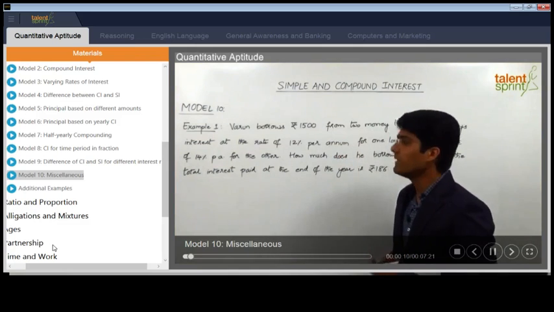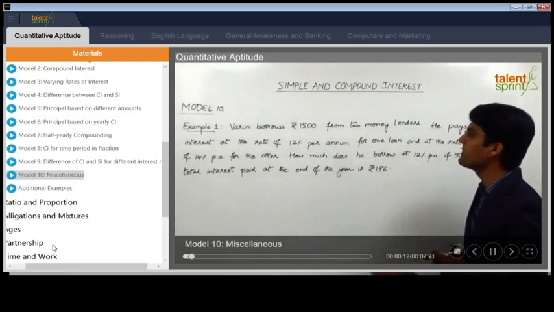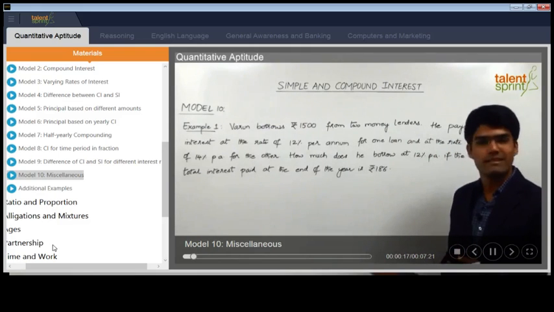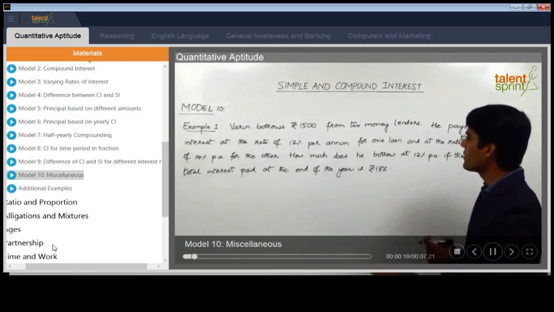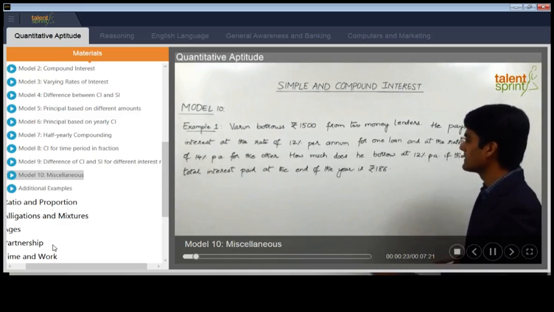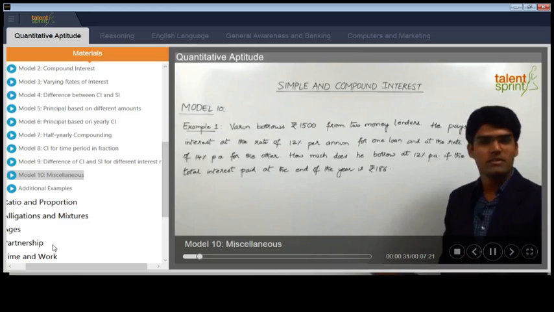The first example here is Varun borrows rupees 1500 from two money lenders. He pays interest at the rate of 12% per annum for one loan and at the rate of 14% per annum for the other. How much does he borrow at 12% per annum if the total interest paid at the end of the year is rupees 186?